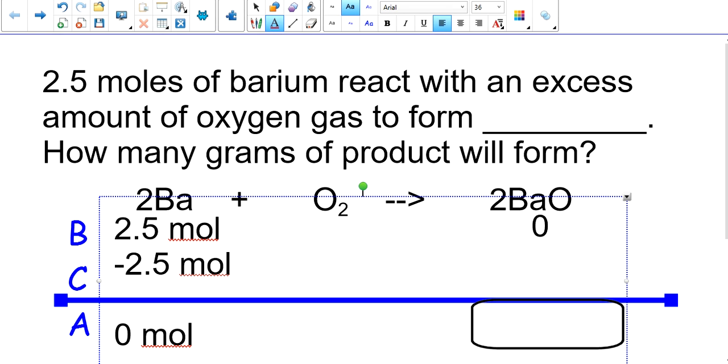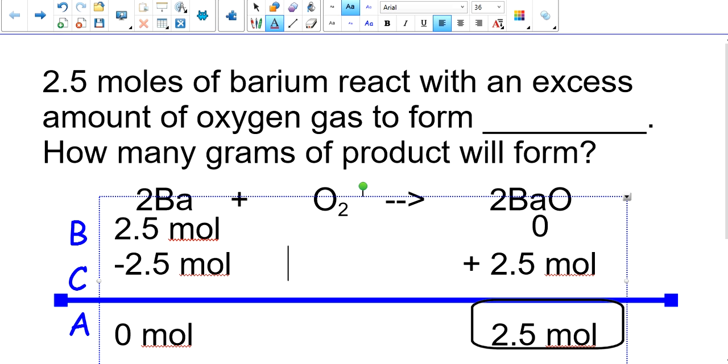Once I got one thing on the change line here, I can figure out every single one here along the way. And so what's my ratio from barium to barium oxide? Well, that's a 1-to-1 ratio. So therefore, if I'm losing 2.5 moles, I'm going to be gaining 2.5 moles. Let me delete some of this here so it tabs over a little bit more. There we go. Which means that afterwards, you are going to have 2.5 moles of product.